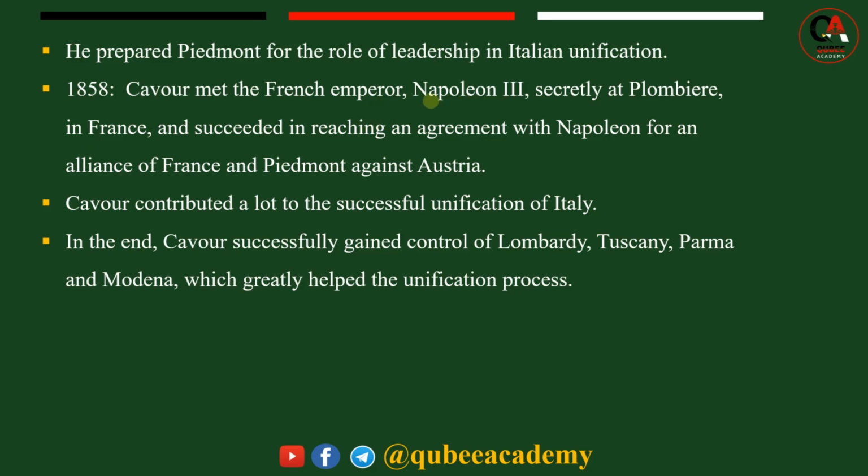Around 1858 he met Napoleon the Third secretly, and succeeded in reaching an agreement with Napoleon for an alliance of France and Piedmont against Austria. Napoleon the Third and Cavour, the prime minister of Piedmont Sardinia, signed the agreement.